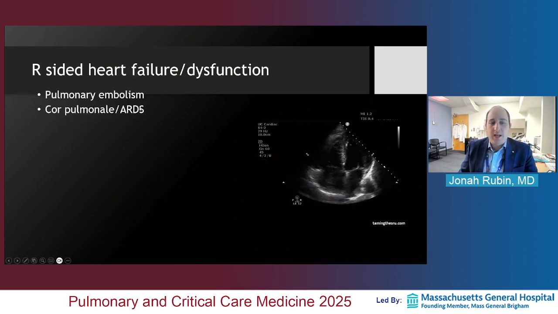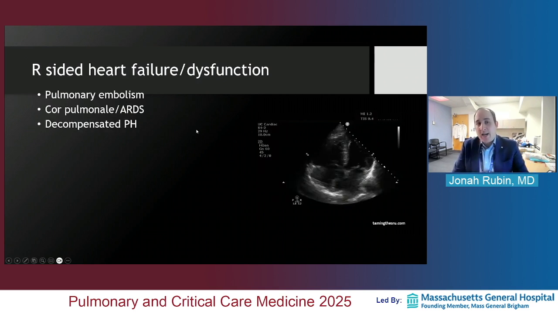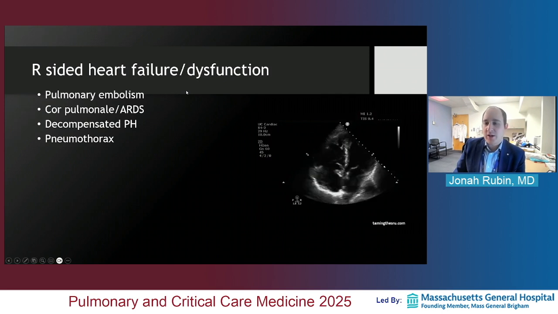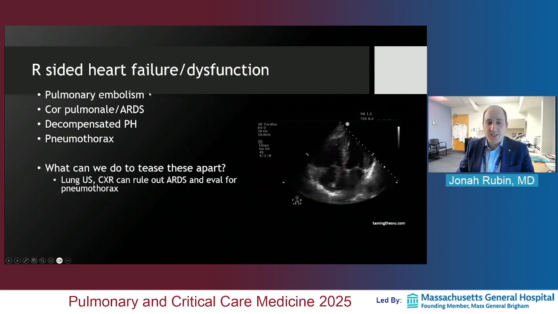Maybe this is cor pulmonale with ARDS. Maybe the patient is now having RV failure secondary to their respiratory failure. Maybe this patient had chronic PH and this is decompensated PH, which is also something to work out. Maybe they have an acute pneumothorax, which you haven't noticed yet, and that's causing some obstruction and RV failure. So what can you do to tease these apart?